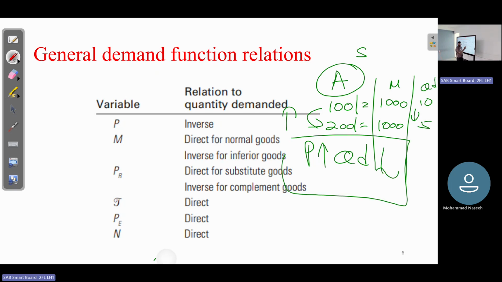Again, inverse relation. This is what we call income.